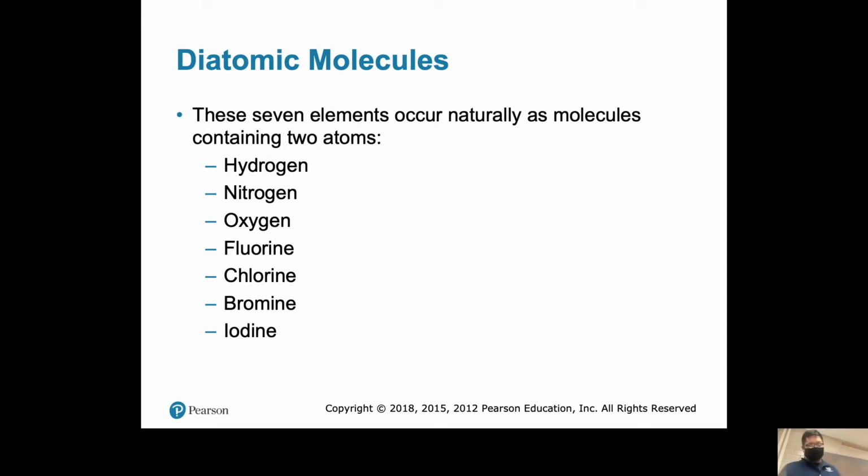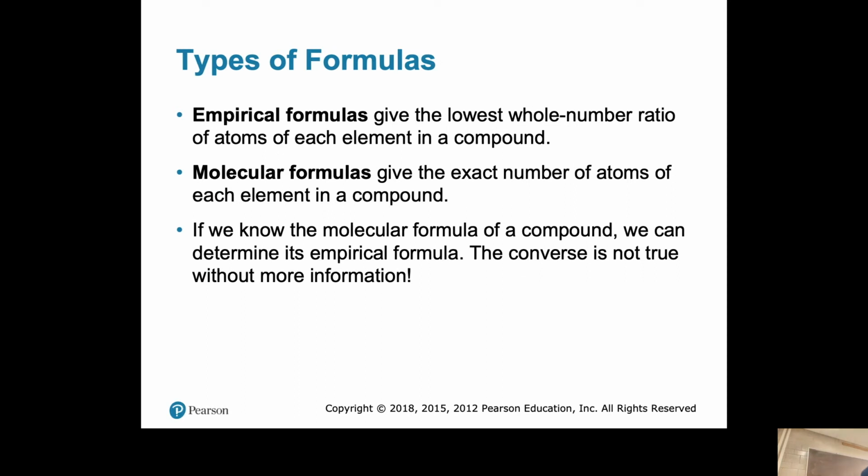Okay? Just remember that. It's an easy thing to remember, okay? So there's a couple types of formulas. There's the empirical formula and then the molecular formula. The empirical formula gives you the lowest whole number ratio of each atom in the element of a compound, right? And then the molecular formula gives you the exact number of atoms, okay?